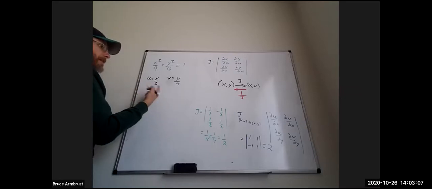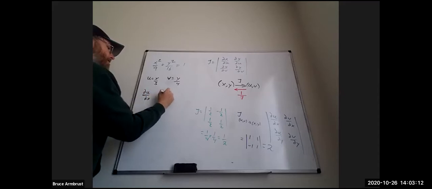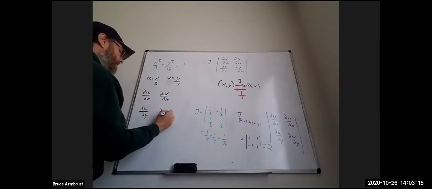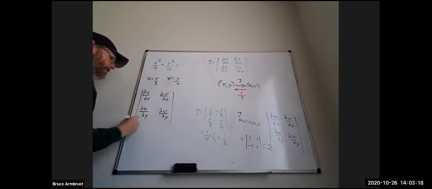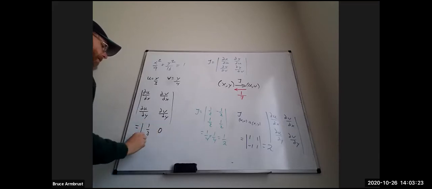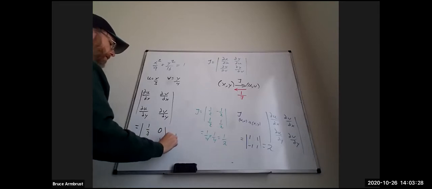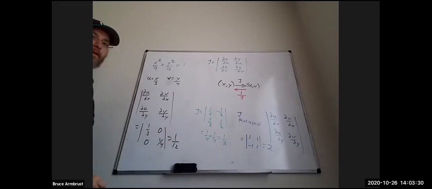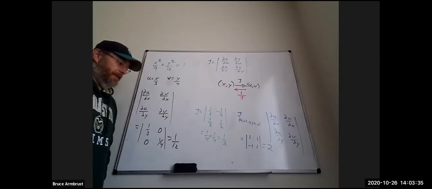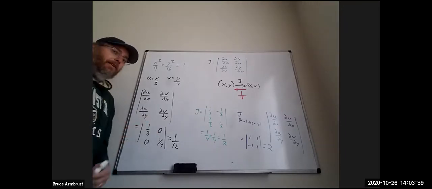All right, well, let's find this Jacobian. So du dx, dv dx, du dy, dv dy. Okay, so du dx is 1/3, dv dx is 0, du dy is 0, dv dy is 1/4. That determinant is 1/12. So the Jacobian from xy to uv is the reciprocal of that. 12.